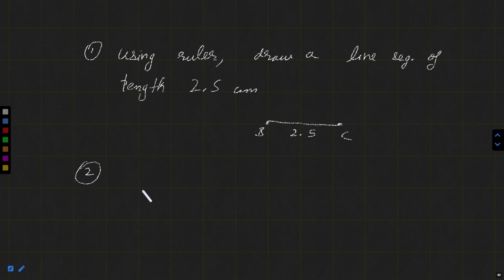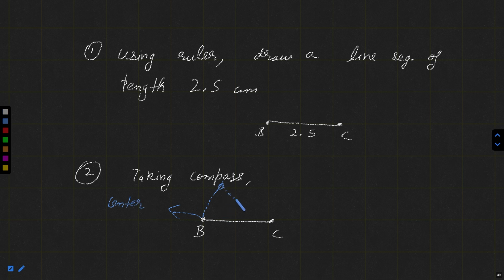And in the second step, taking a compass and letting B as our center. So suppose this is our compass, and taking B as a center. B is now our center, and the other end of the compass placing it on C, and making an arc like this.